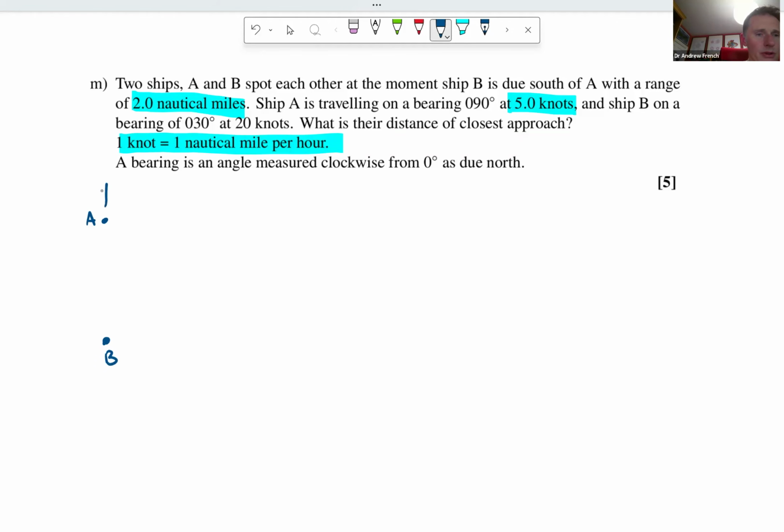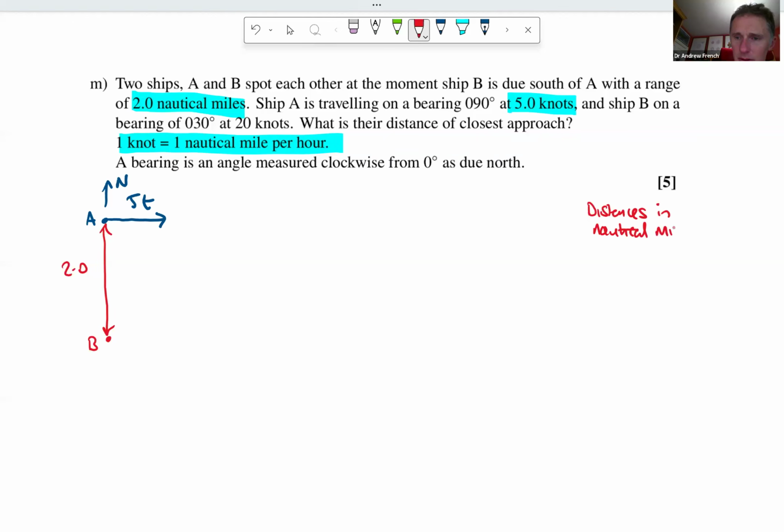So if that's north, then we're going to be going this far in t hours. So 5t is how far ship A has gone. Let's have ship B in a different color, shall we? So that's ship B, initially 2. I don't need a unit because we've got all that defined. We'll go for distances in nautical miles, and we've got times in hours. That means we can just write down 5t, etc.